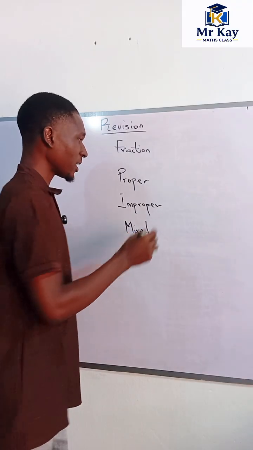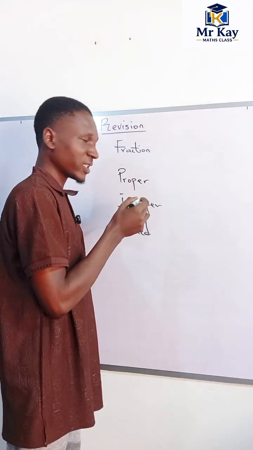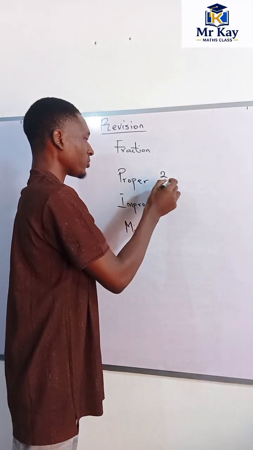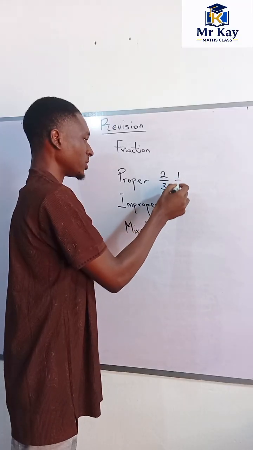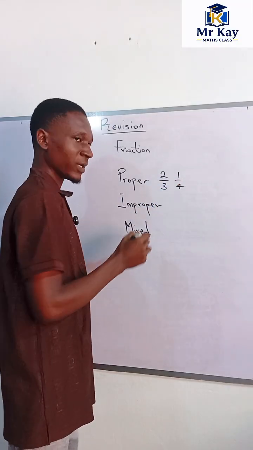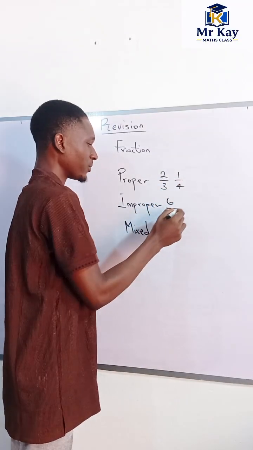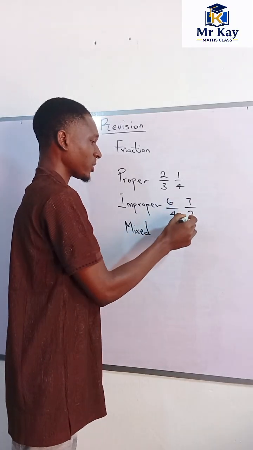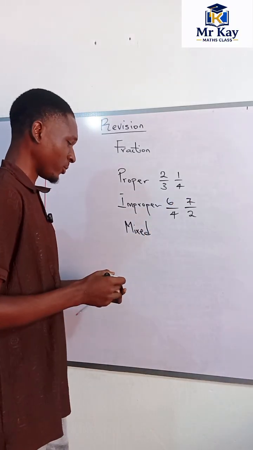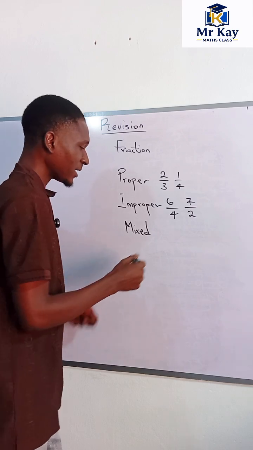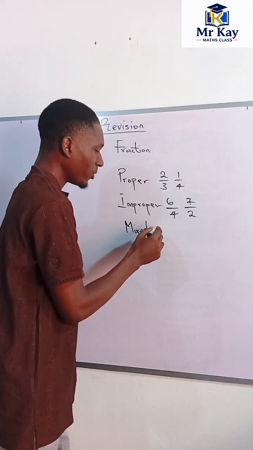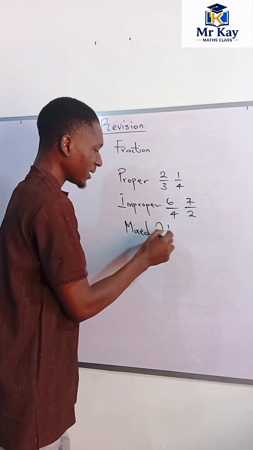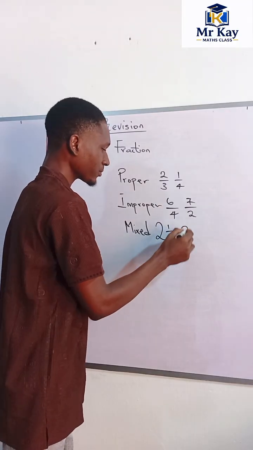The proper fraction has the denominator greater than the numerator, that is 2 out of 3, which is possible, 1 out of 4, which is possible, while the improper has the numerator bigger than the denominator, like 6 out of 4, which is not possible, 7 out of 2, which is also not possible, that is improper. Here the mixed number has a whole number and a proper fraction.